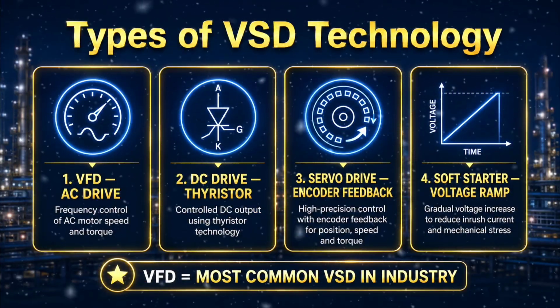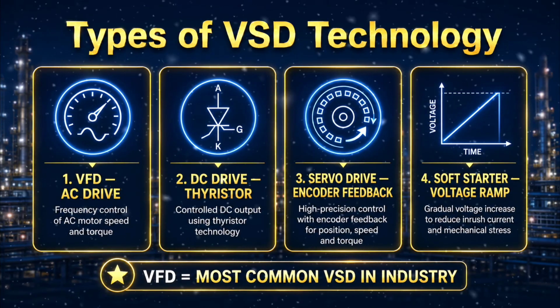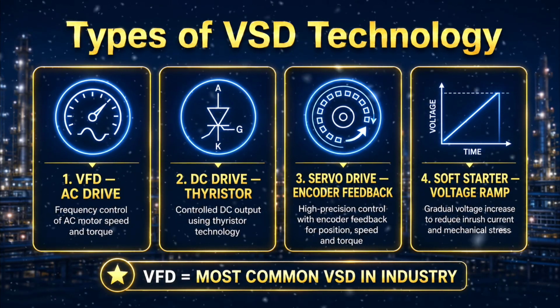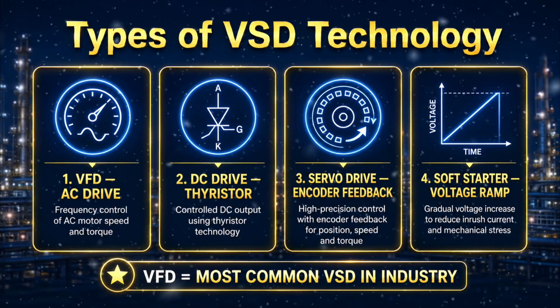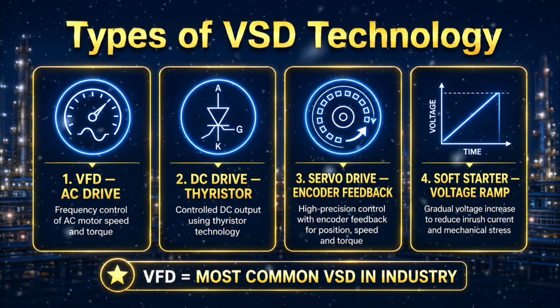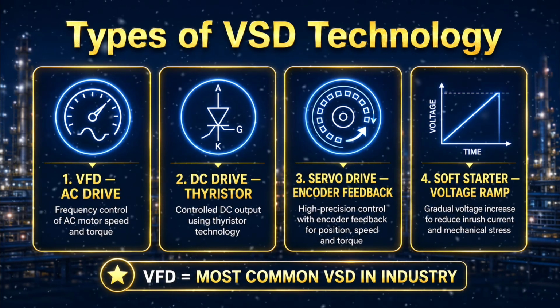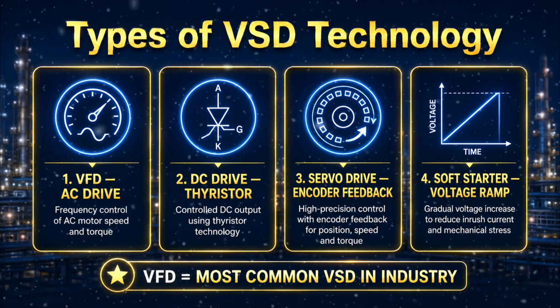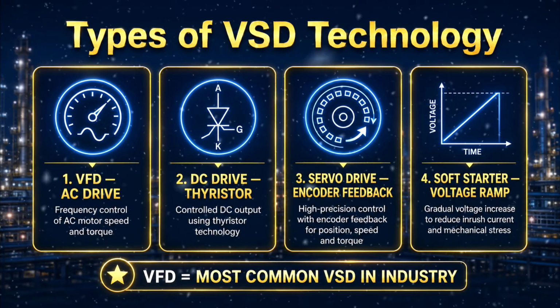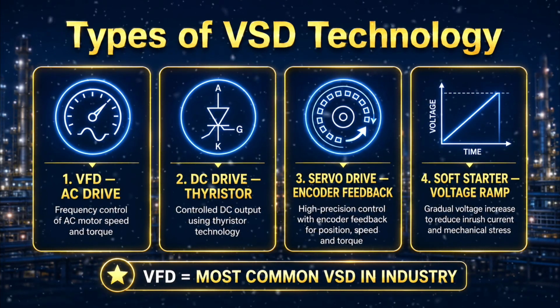Now let us look at the types of VSD technology. Look at the screen. 4 types are shown. Type 1, VFD, AC drive. Controls AC motor speed and torque through frequency and voltage variation using IGBT and PWM technology. This is the most common drive type in modern industry. Type 2, DC drive, thyristor drive.